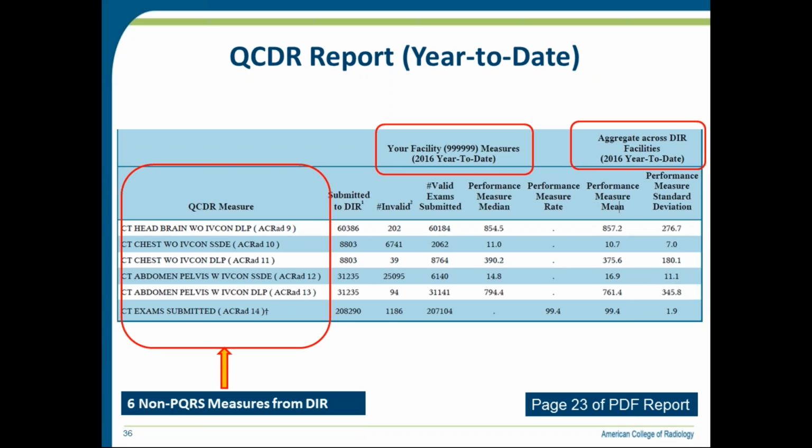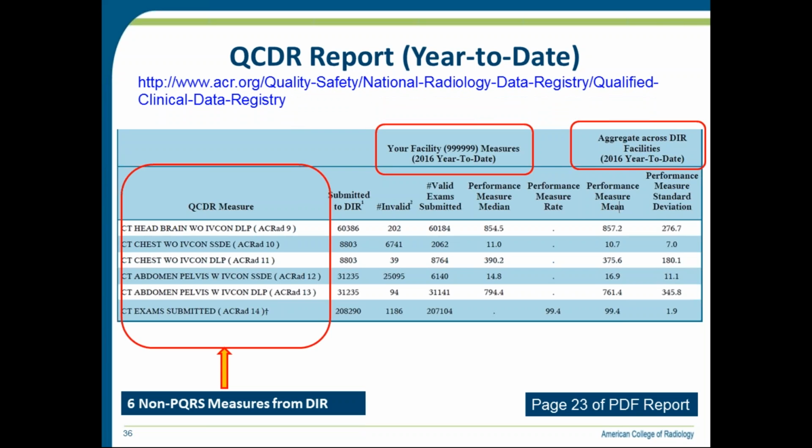You can see from DIR we have 6 non-PQRS measures, and if you want to know more about the qualified clinical data registry, please go to our website, and we also have many webinars to discuss these. There is a wealth of information on our website, as well as webinars, that provide a lot of information about PQRS.